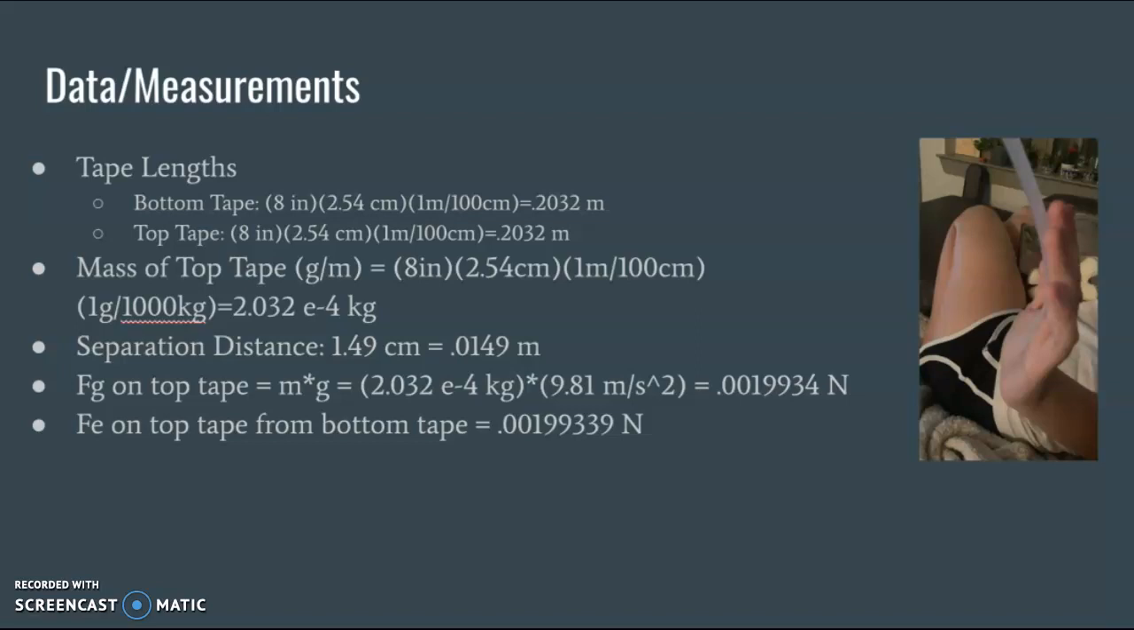And then the force of gravity on the top tape is 0.0019934 newtons, and the electric force on the top tape from the bottom tape, which I found using my code, was 0.001993339 newtons.